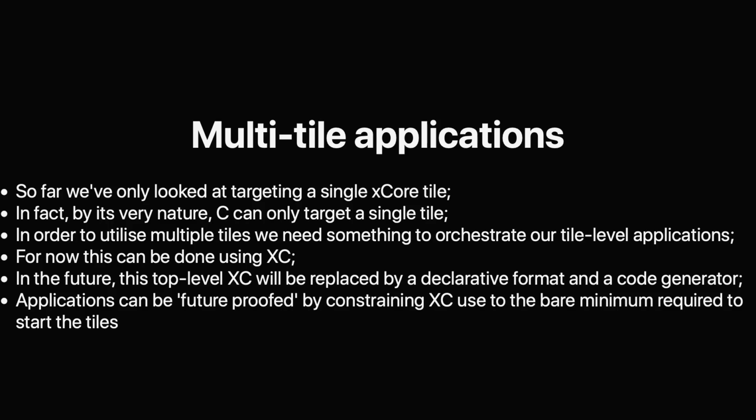So far in this presentation, I've only talked about code which targets a single xcore tile. In fact, this is because C cannot target multiple tiles, as they're essentially unrelated processes. So in order to target multiple tiles, we need something to orchestrate running multiple single-tile C applications. In the future, we'll provide a code generator tool driven by a declarative application definition. But for now, we can use xc to launch our tile applications. It's advisable to future-proof applications by using a single xc file to launch C code, and ensuring this contains only the bare minimum xc for that purpose. Simply, xc should not be used for procedural code.